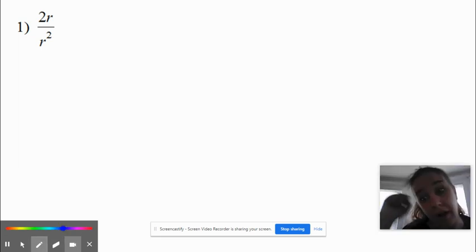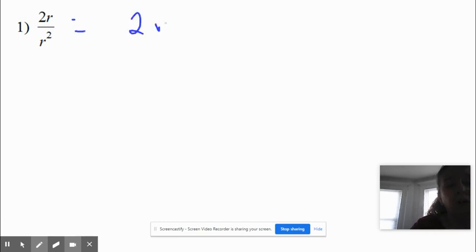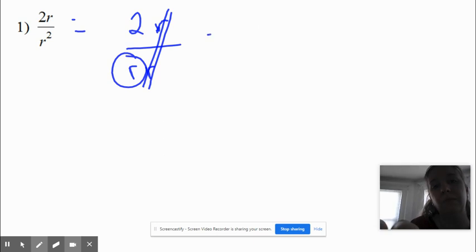All right, so r to the second power means r times r. So if we were to expand this, we would have 2r over r, and these would cancel out, leaving a leftover r in the bottom. So you would have 2 over r as your final answer.